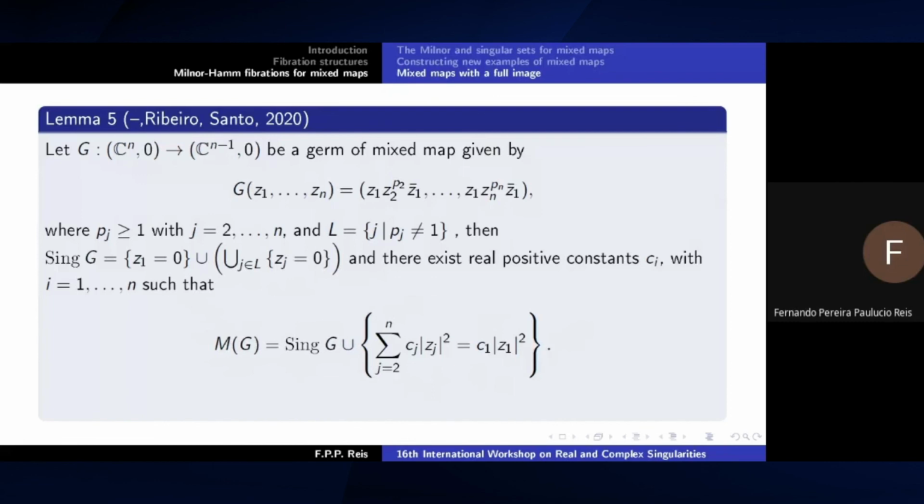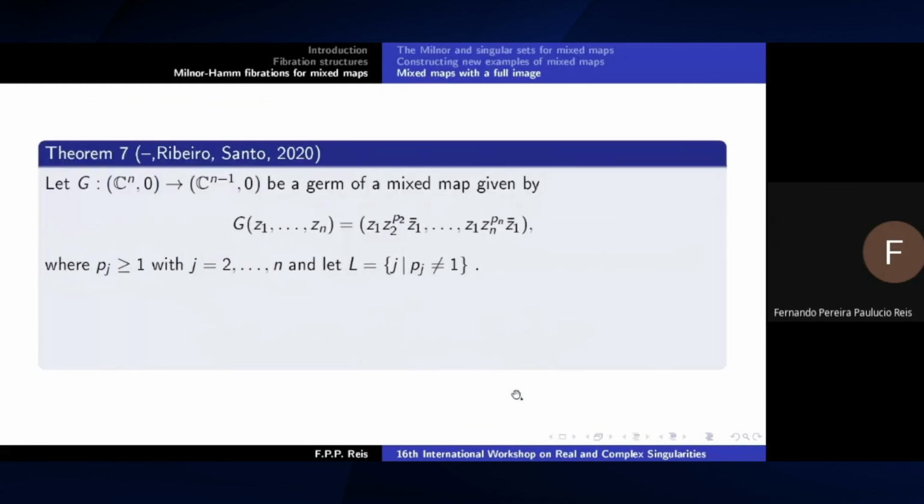Then we are in the conditions to prove the theorem. Moreover, G satisfies the transversality condition 4. And now we are in the condition to prove the second main result.